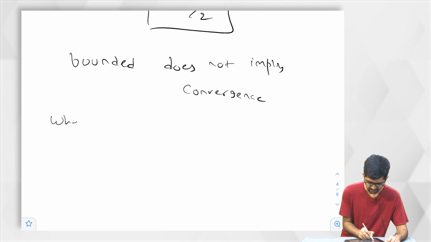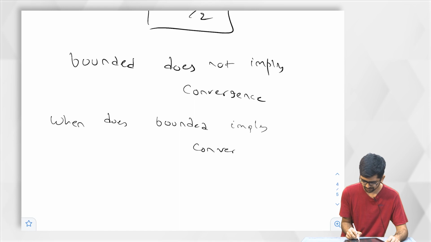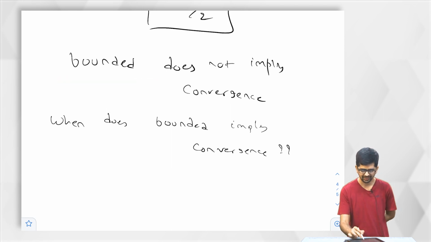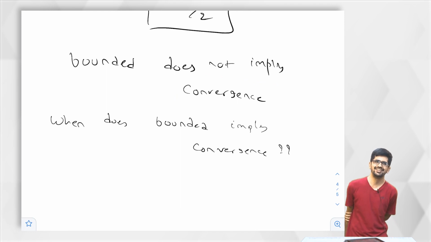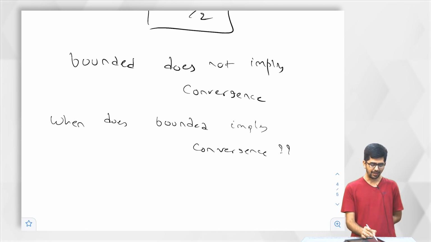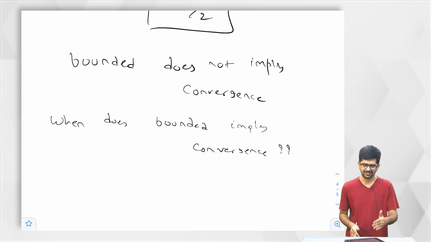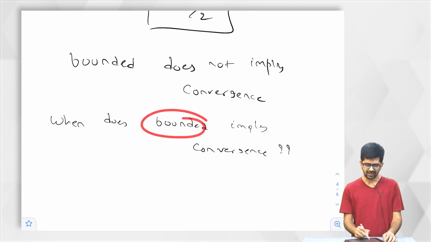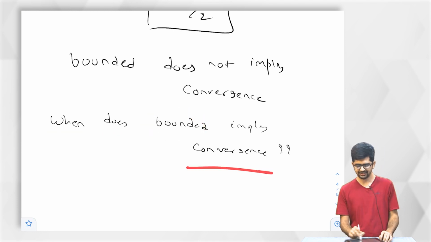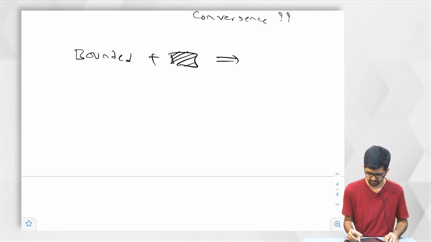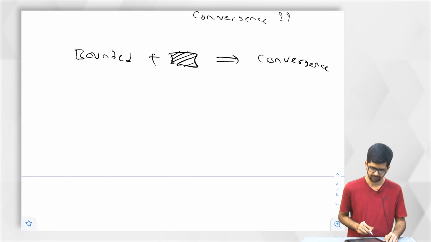So, question is, when does bounded imply convergence? Just this condition is not assuring convergence. Now, let us not give up. Let us ask the following question. Bounded plus what gives convergence? That is the question that we want to ask. Bounded along with what condition implies convergence? Plus something.